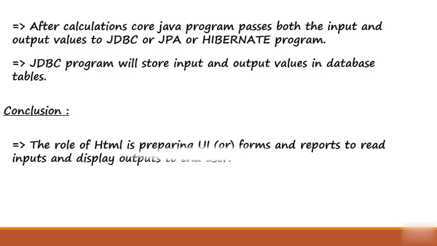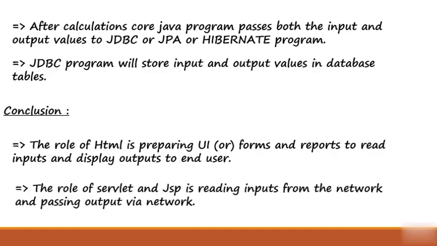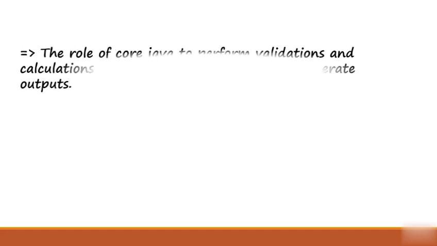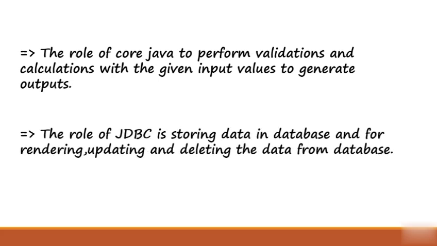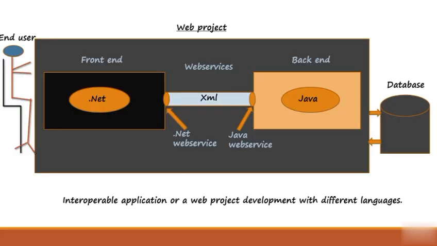Conclusion. The role of HTML is preparing UI or forms and reports to read inputs and display outputs to the end user. The role of servlet and JSP is reading inputs from the network and passing output via the network. The role of core Java is to perform validations and calculations with the given input values to generate outputs. The role of JDBC is storing data in the database and for retrieving, updating and deleting the data from the database.